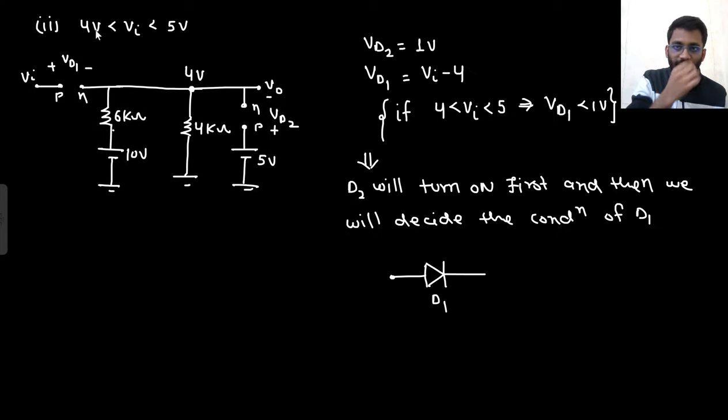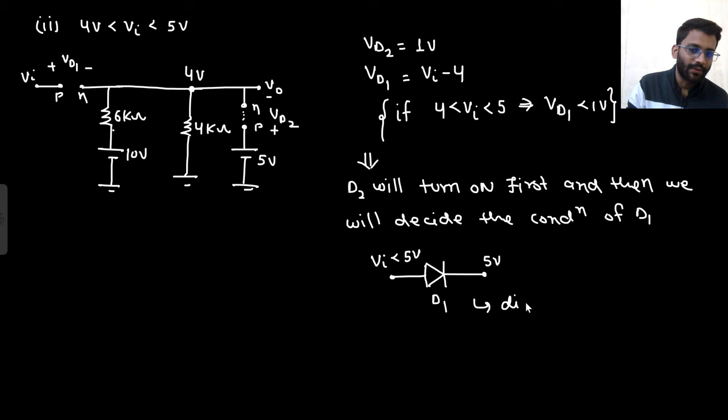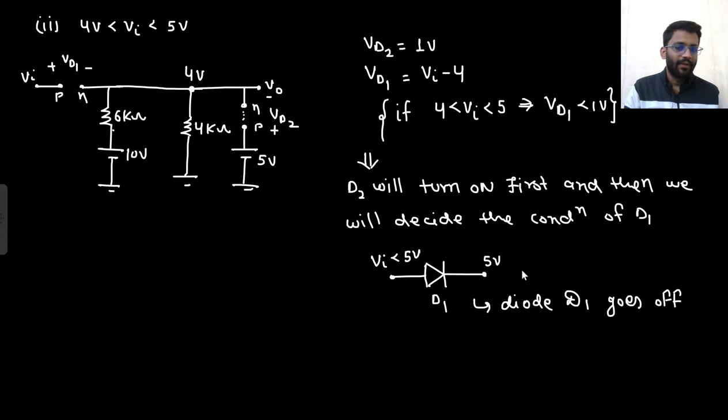So when it is between 4 to 5, what is happening? Here, this D2 is turned on. If this is turned on, you can redraw it like this. This 5 volt will reach here. Here we are having Vin, and here 5 volt, and this Vin is less than 5 volt. So what will happen? D1 goes off. So diode D1 is off and D2 is on.